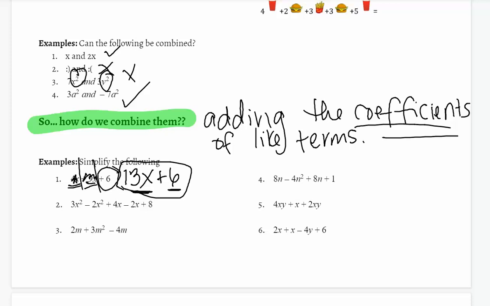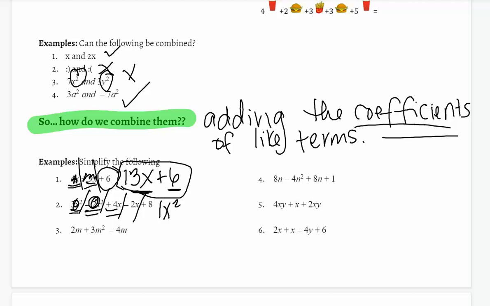So now I'm going to go down to number 2. I'm going to draw my slashes, and I always just work left to right. 3x squared, who can I combine that with? I can combine that with negative 2x squared because they both have the same letter and the same exponent. So 3 and negative 2 make 1, so I can just do 1x squared. And then I'm going to cross those out.